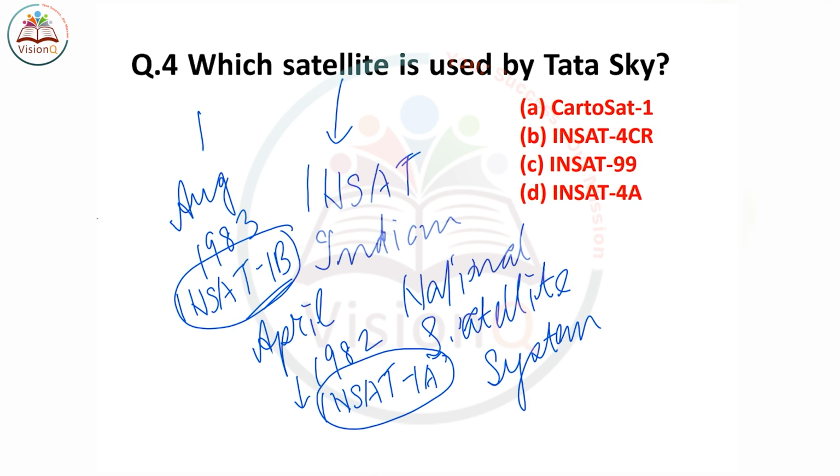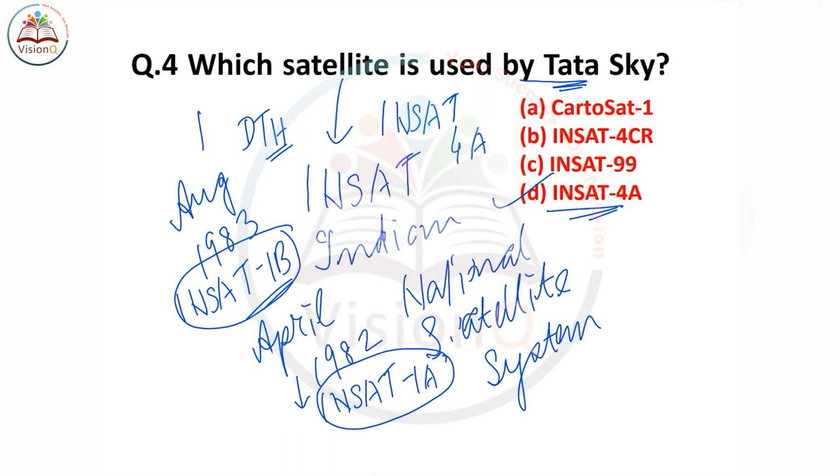Now the satellite which is used by Tata Sky or any DTH broadcasting services, direct to home broadcasting services, is basically known as INSAT 4A. This satellite is used for communication purposes, basically for direct to home broadcasting services. So the answer will be option D, which is INSAT 4A. Okay, the fourth question is discussed.